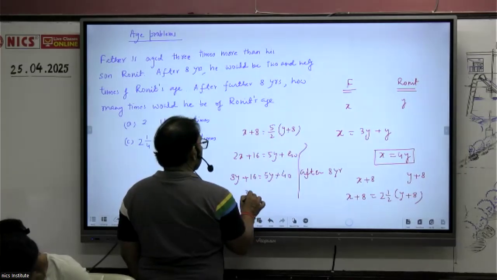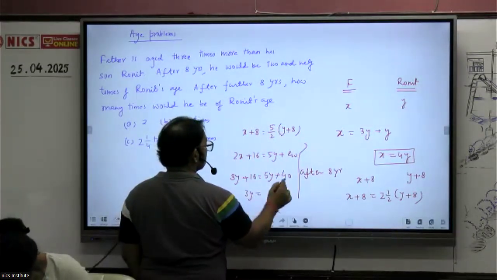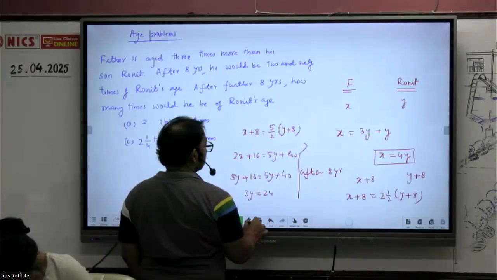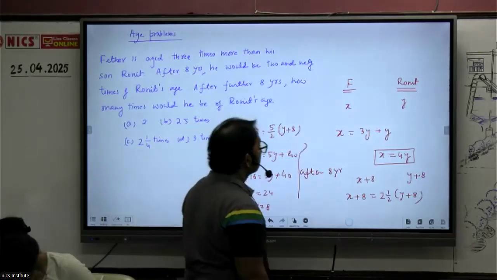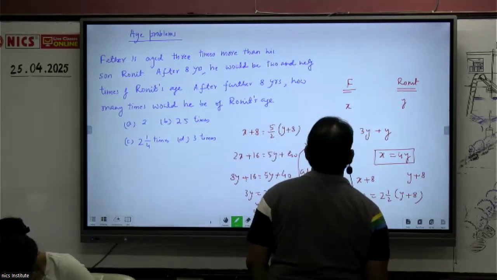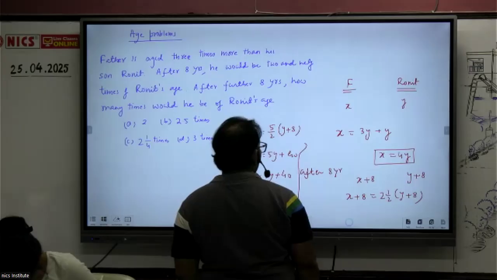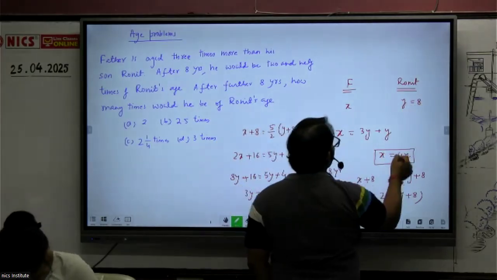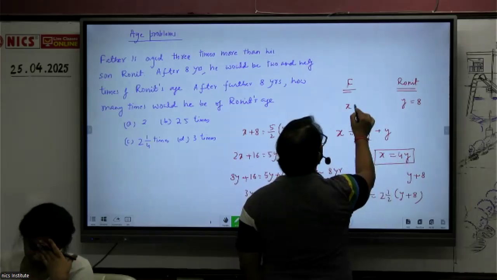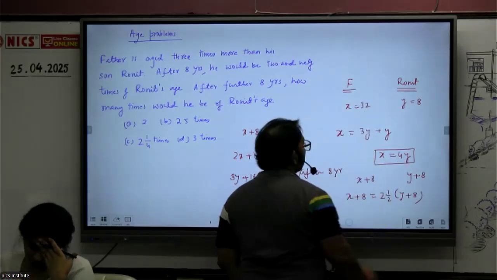So 3Y is equal to 24. Y is equal to 8. So what will be X? Y is 8 and X is how much? X is 32.